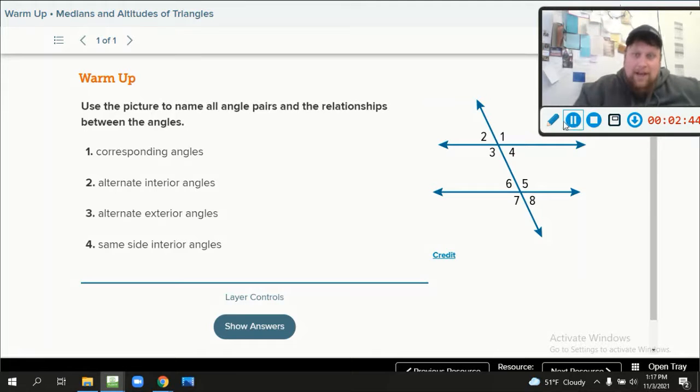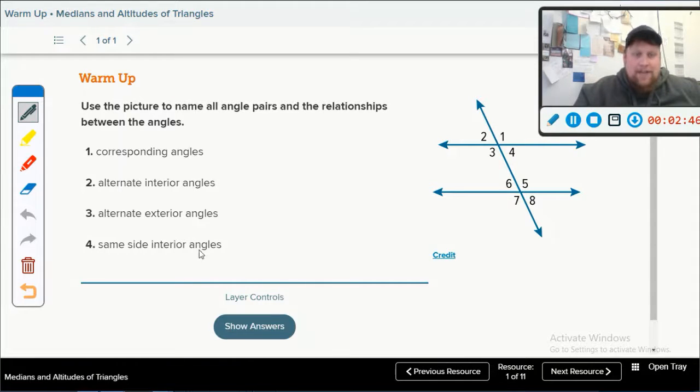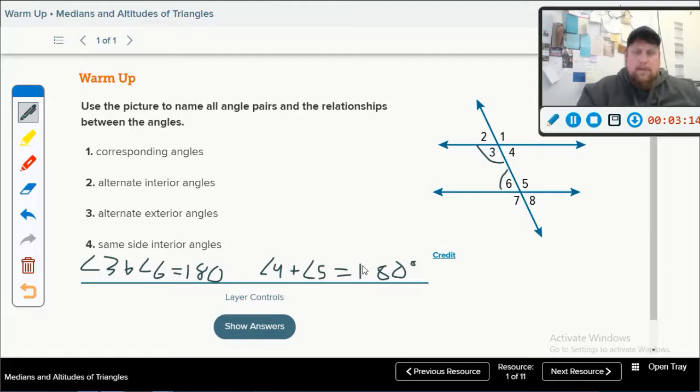But anyway, what I was saying is, and I thought it said exterior, it's interior angles. But same deal. Angle 3 and angle 6 are supplementary. So angle 3 and angle 6 equal 180 degrees, right? If we add those together. In the same way, angle 4 plus angle 5 equals 180 degrees. Boom. Let's do this.